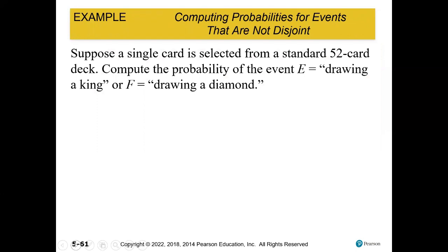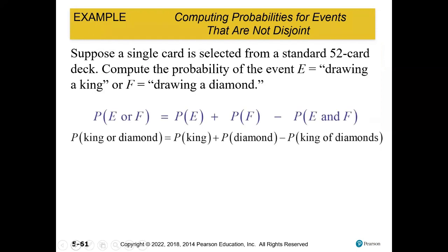Suppose a single card is selected from a 52 card deck. Compute the probability of the event drawing a king, which we knew as 4 out of 52, or drawing a diamond. So let's see how you would do this. The probability of E or F is the probability of E plus the probability of F minus the overlap. So the probability of king or diamond is the probability of king plus the probability of diamond minus the probability of picking the king of diamonds.